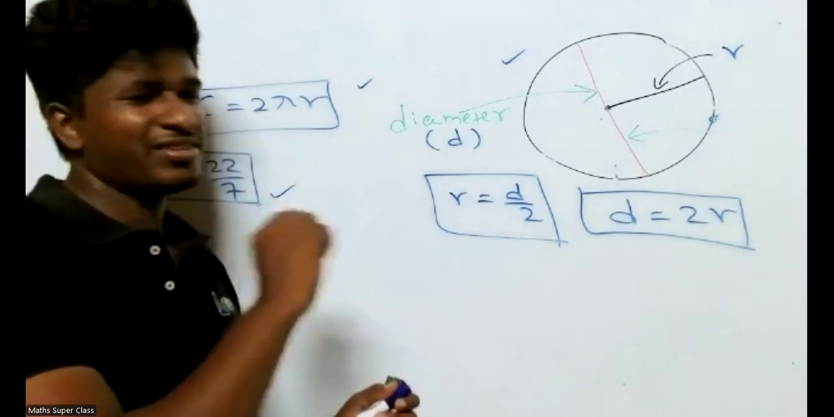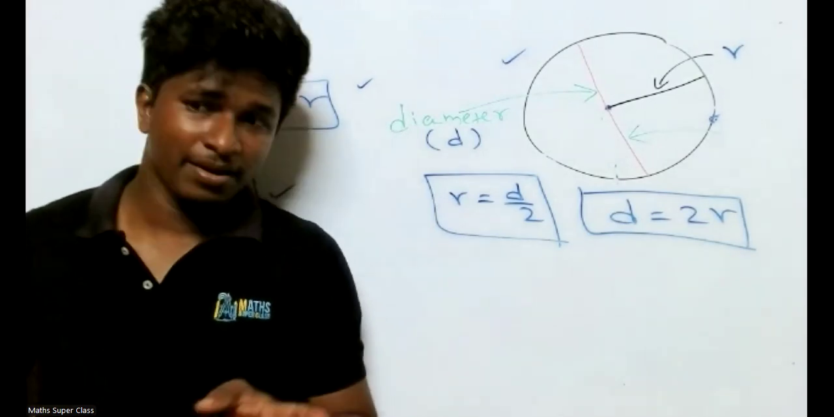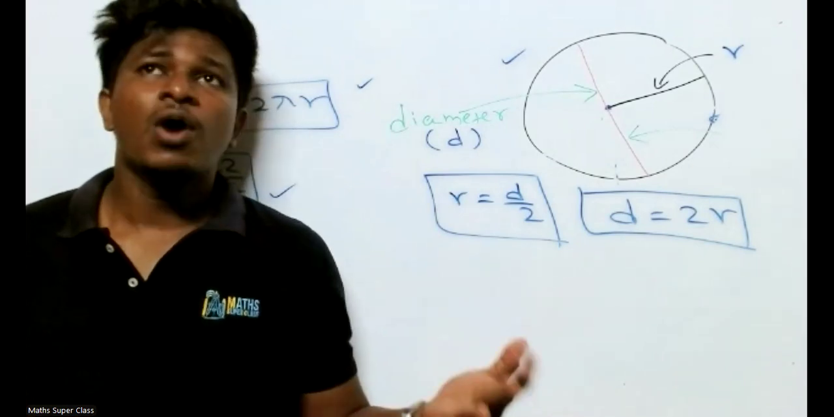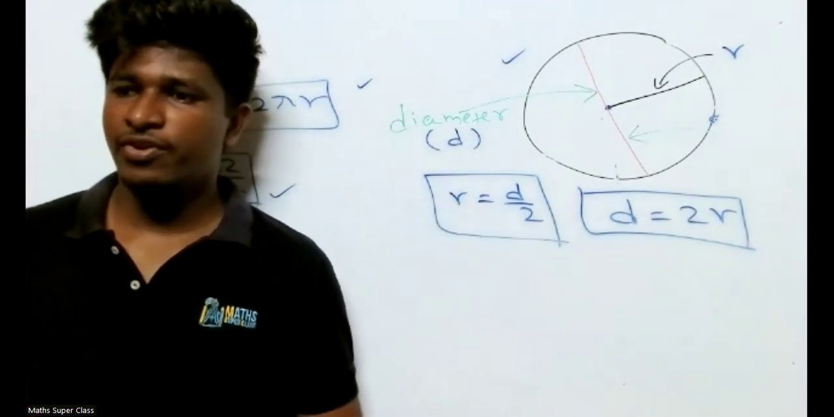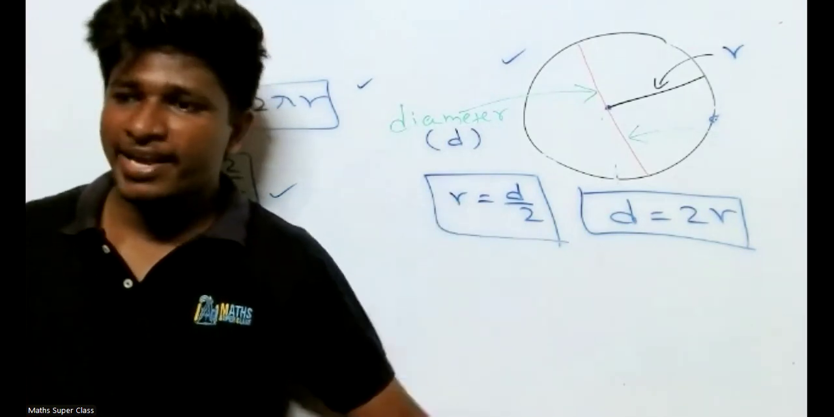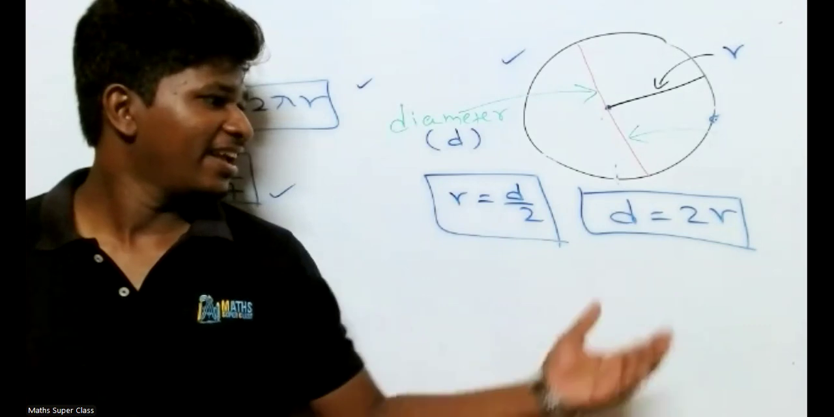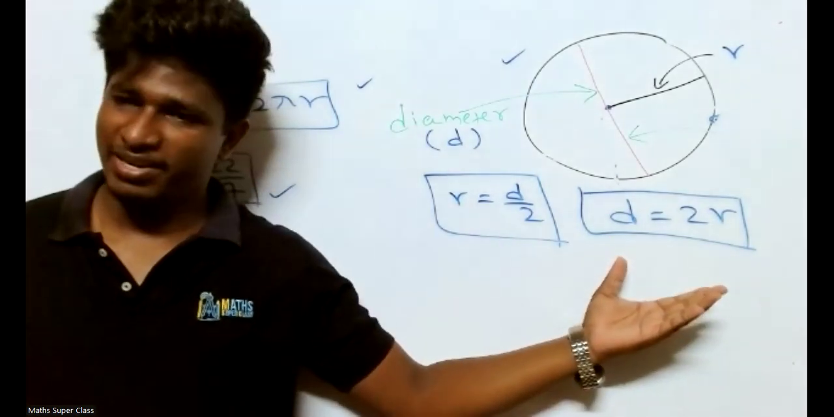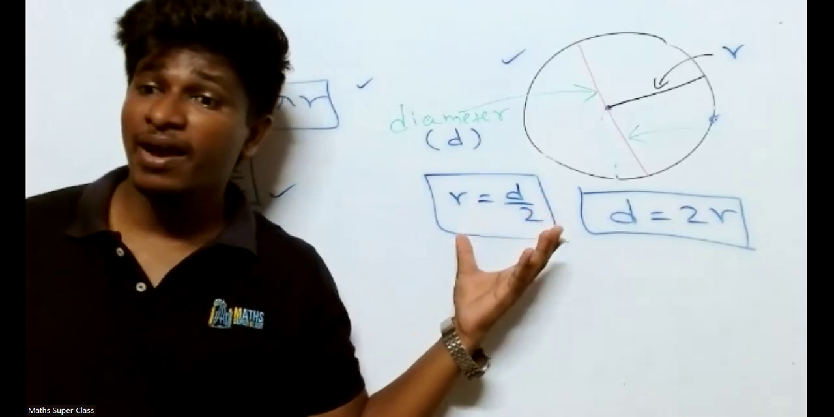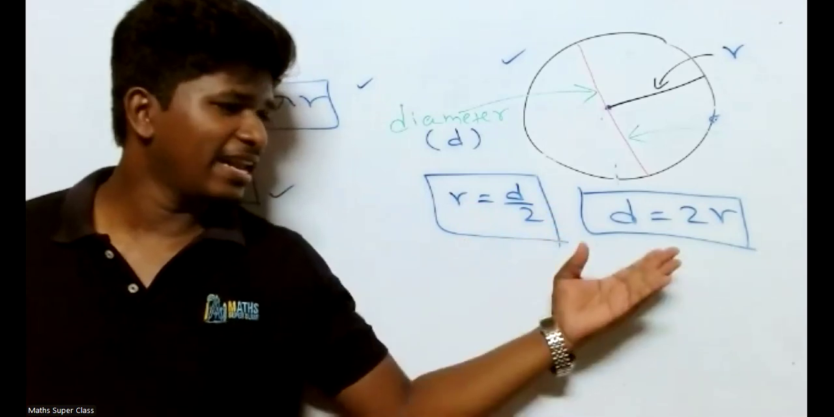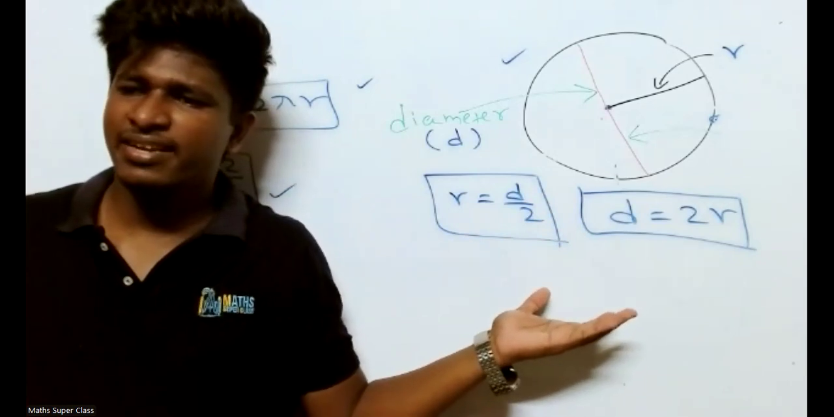Just write this down and keep it in your mind. In your term test, your teachers will ask what the relationship between diameter and radius is. If you don't know it, you can't say. So you have to write: diameter equals 2 times R, and radius equals diameter divided by 2. That's all. This is the relationship between diameter and radius. Why are we learning this part? What is the reason?